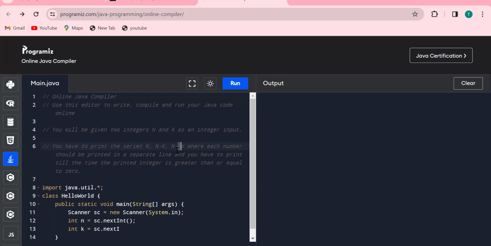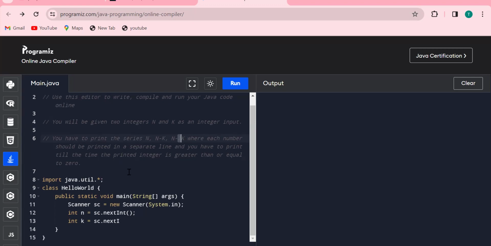For the separate line, we have to use println, and you have to print it till the time the printed integer is greater than or equal to 0. So I have written import java.util.*, and I have taken n as a user input and k as a user input.